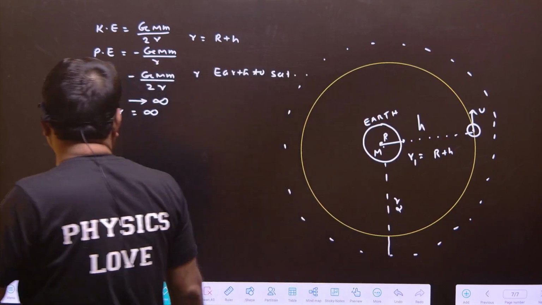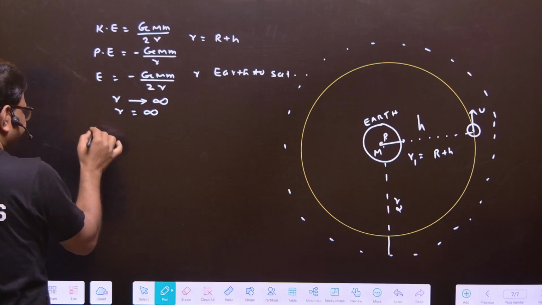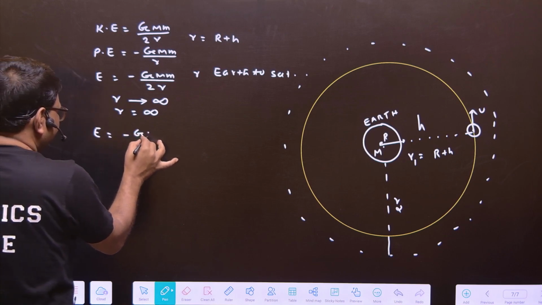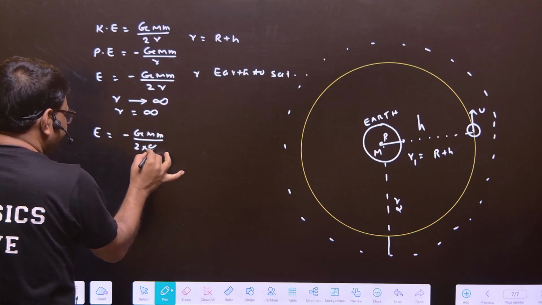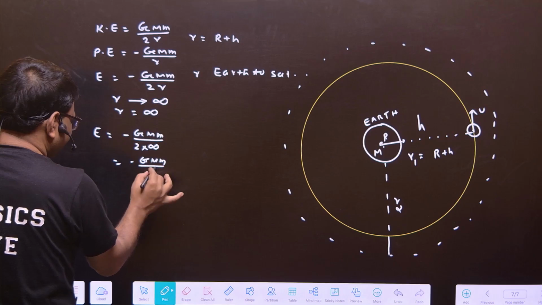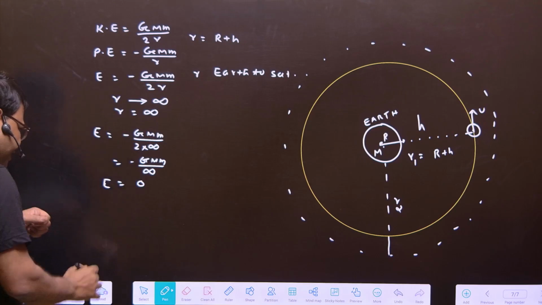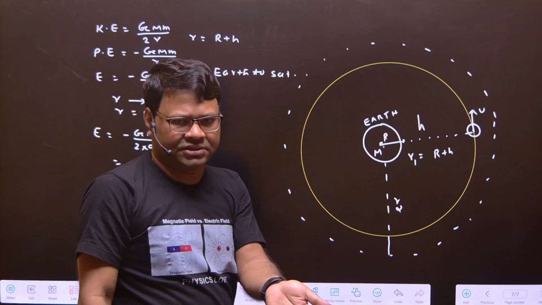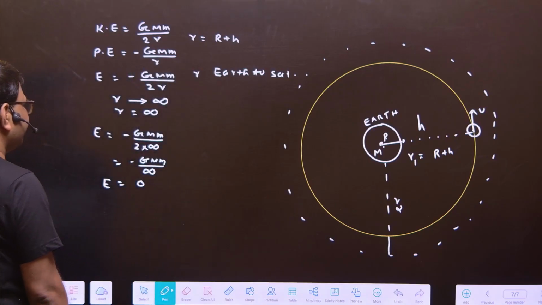At infinite distance, what will be the total energy? For this condition, E is equal to minus G M divided by R, or instead of R, write infinity. Something divided by infinity is 0. So at infinite distance, the total energy of the satellite is 0.